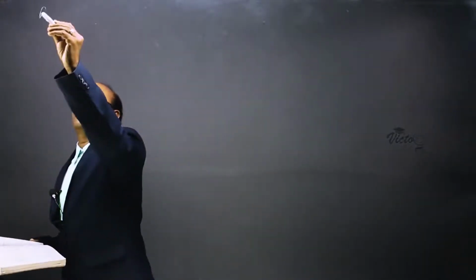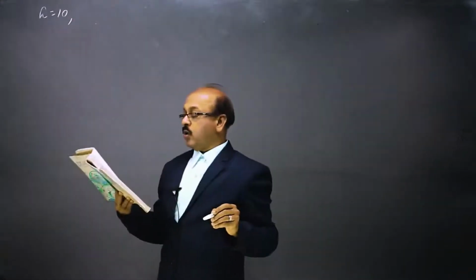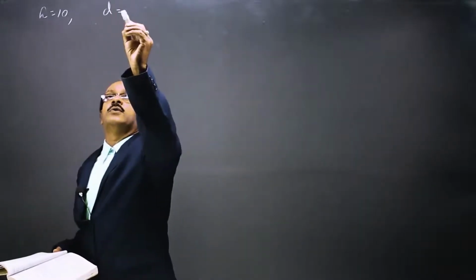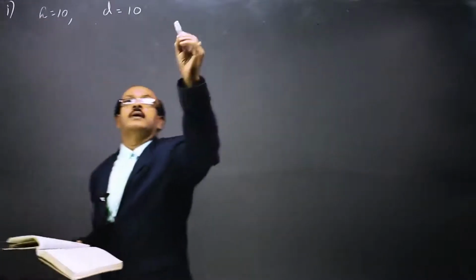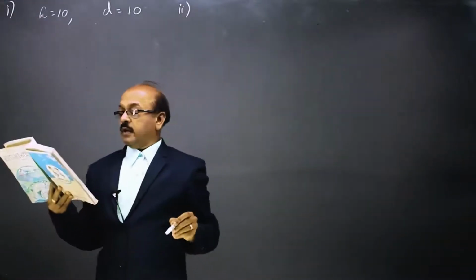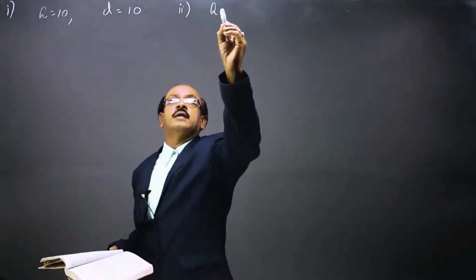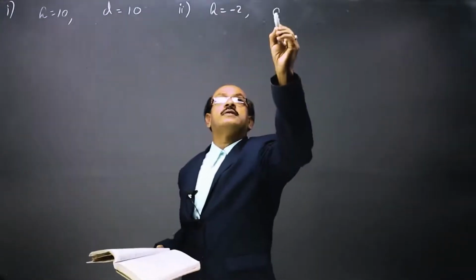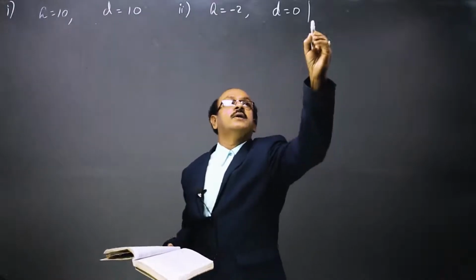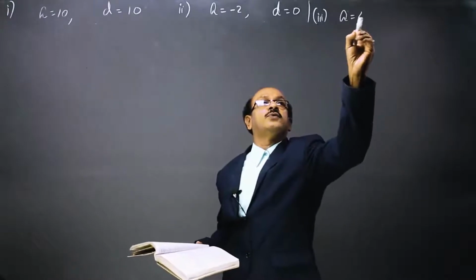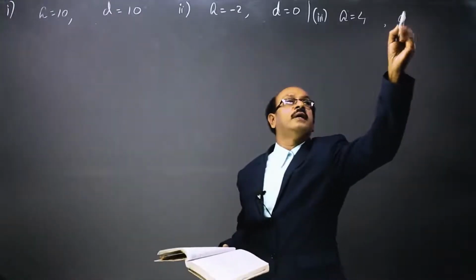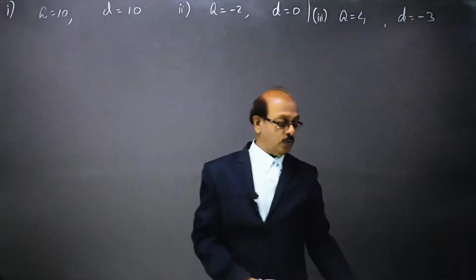Question number one, the first term of an arithmetic progression is a is equal to 10, and the common difference is given as d is equal to 10. This is question number 1. Then question number 2: the first term a is equal to minus 2 and the common difference d is equal to 0 itself. And question number 3: first term a is equal to 4 and the common difference d is equal to minus 3. Let us do.